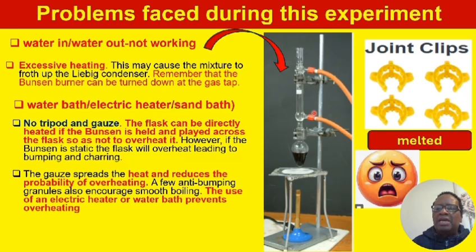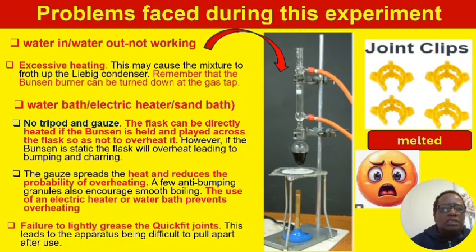And finally, the other problem was when students tried to remove the flask from the condenser at the end of the experiment. They were stuck together, and it took one student from the other group who had mastered the art of removing these to warm it up and loosen it up. What they needed to do was lightly grease the quick fit joints. You apply grease on the quick fit joints, and the bits won't be difficult to pull apart.